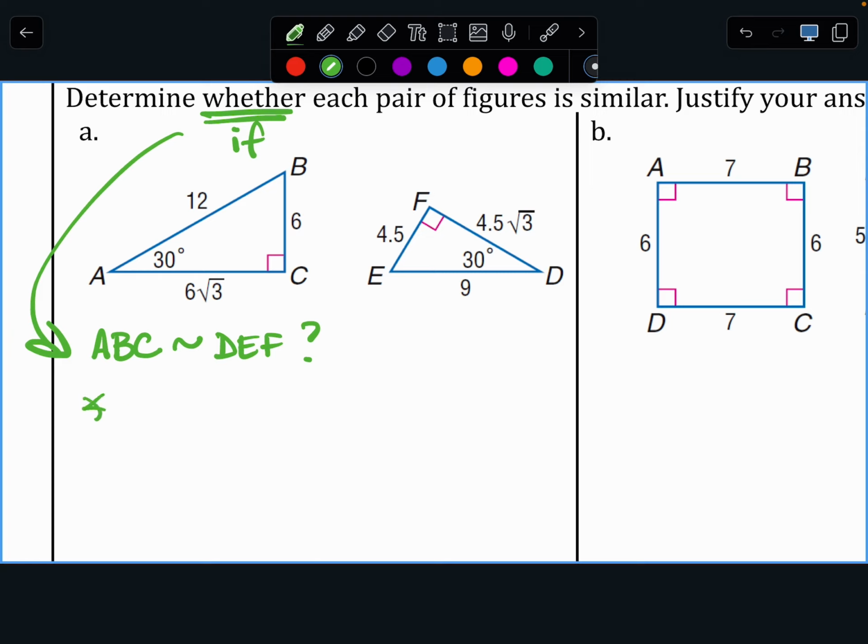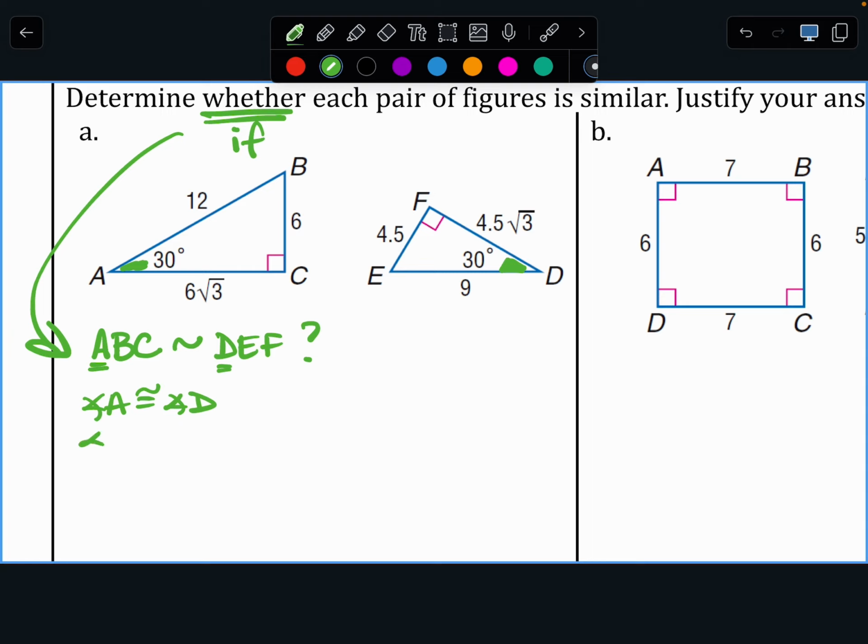So that means that angle A has to be congruent to angle D. Those are the first ones, so they got to be. So what's angle A? Angle A is 30. Is angle D 30? Here's 30. Here's 30. Yep, we're good.